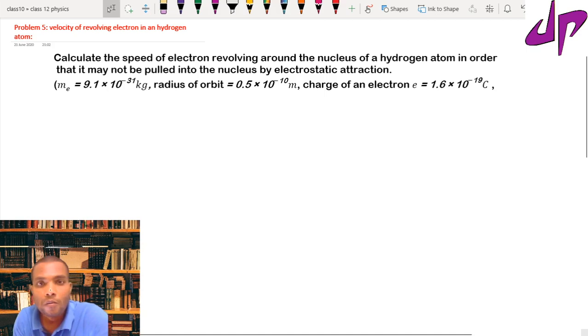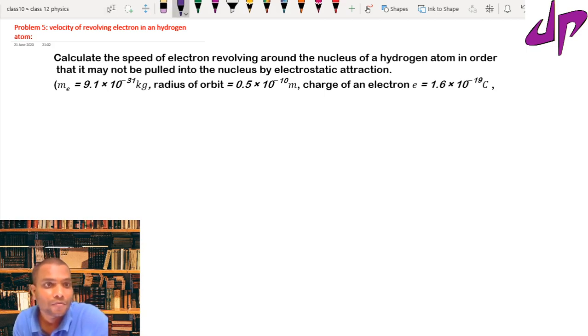Let's solve one more problem, very important and interesting. The problem is, calculate the speed of electron revolving around the nucleus of a hydrogen atom in order that it may not be pulled into the nucleus by electrostatic attraction.